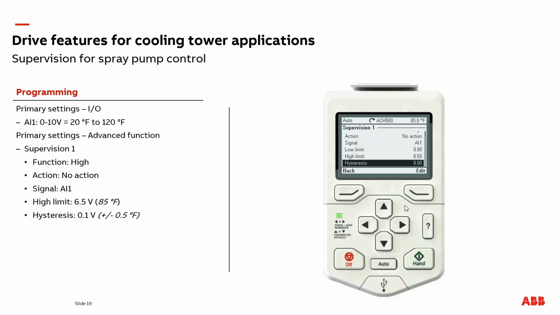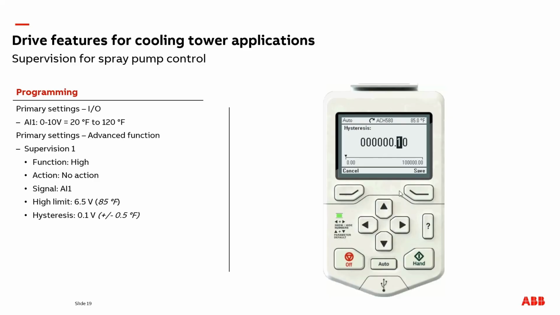To prevent short cycling the spray pump when the feedback temperature is at the supervision set point, we'll add a ½ degree plus or minus deadband to the set point. We'll use the hysteresis setting here to add 0.1 volts, which will be equal to 1 degree Fahrenheit.